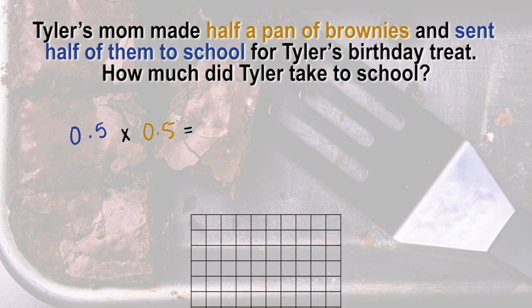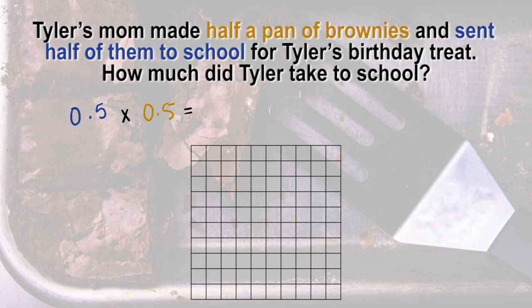Let's solve this problem visually using the hundredths grid. Write 5/10 to the left of the hundredths grid. This amount represents the part that Tyler took to school. Write 5/10 on top of the hundredths grid. This amount represents the half a pan, or 5/10 of a pan, of brownies that Mom had to start with.